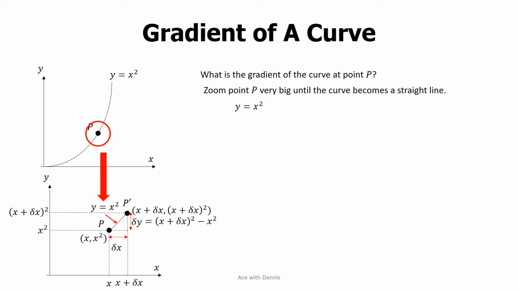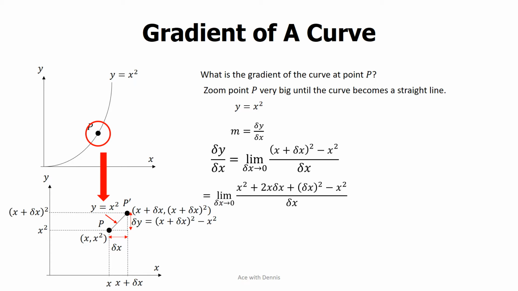So from here, we have the curve y equals x squared. We can get the gradient with the concept we have learned from coordinate geometry. So m equals delta y over delta x. It means the change of y over the change of x. As we have mentioned just now, delta y is (x plus delta x) squared minus x squared. Therefore, we can define delta y over delta x as the limit as delta x approaches 0 of ((x plus delta x) squared minus x squared) over delta x.